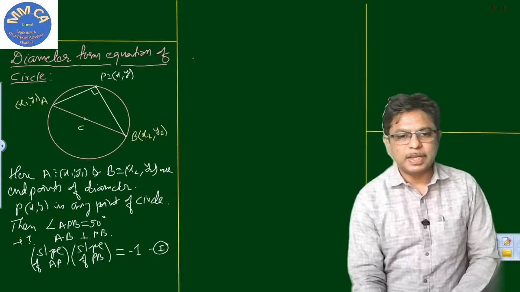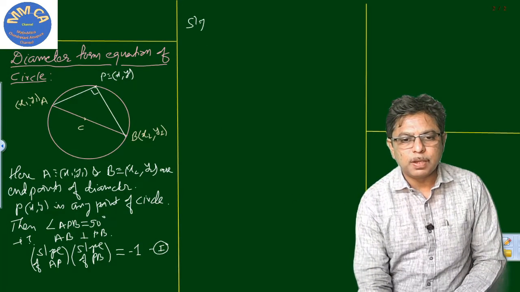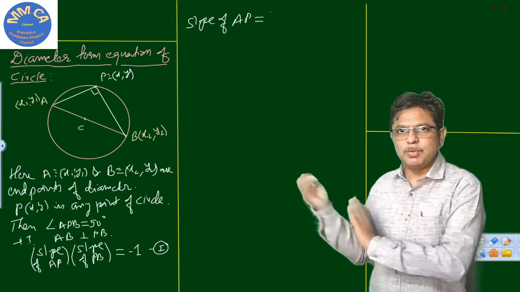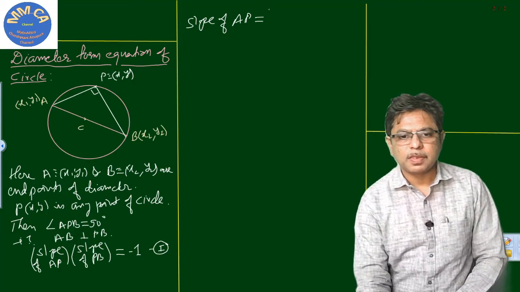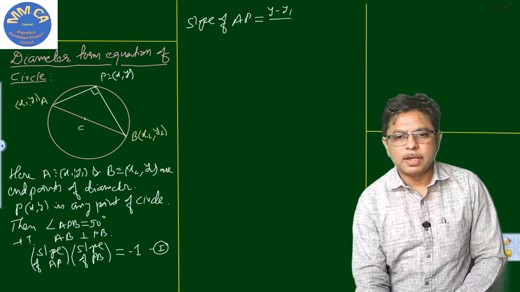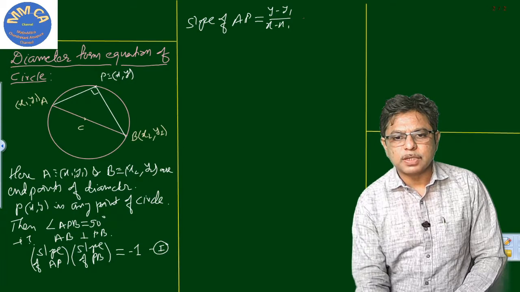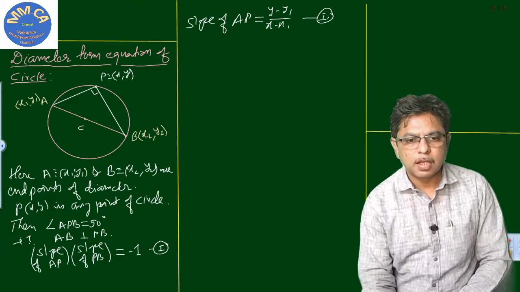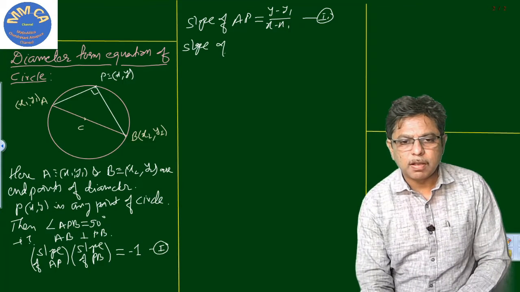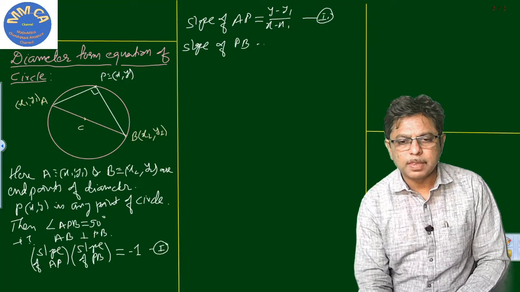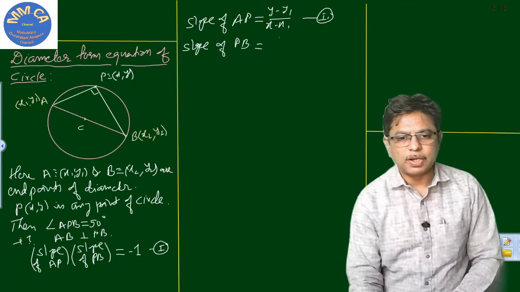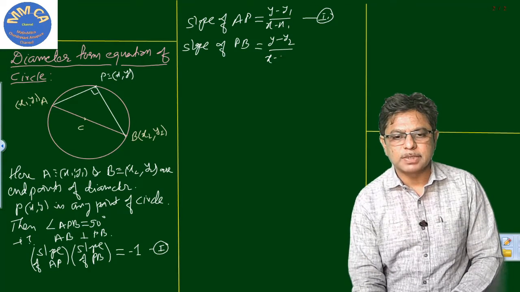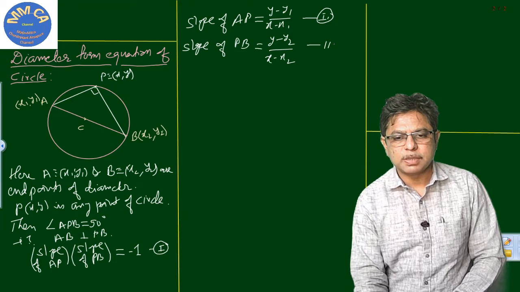We have the coordinates of A and P. So the slope of AP is the difference between the y coordinates divided by the difference between the x coordinates: y minus y1 divided by x minus x1. I will call this second. And similarly for the slope of PB: y minus y2 divided by x minus x2, and call this number 3.